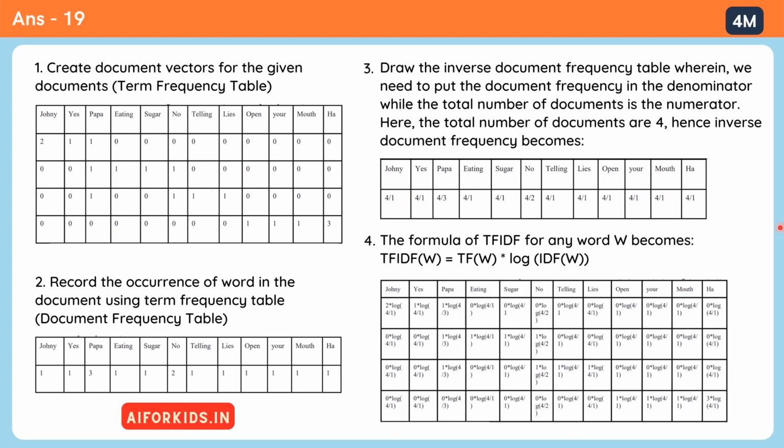And the fourth step is the formula for TFIDF for any word W becomes TFIDF of W equals TF of W into log IDF of W. So this is the formula for TFIDF, and then the whole table is here, and the whole complication is put onto this single question, I feel.